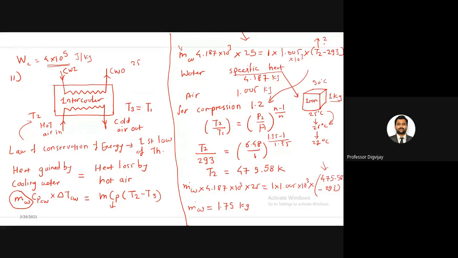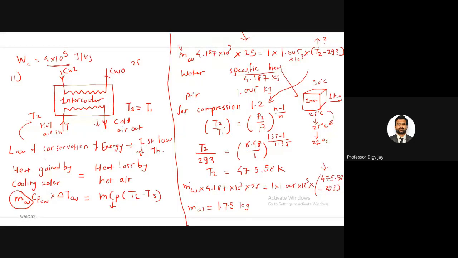Then the second thing asked was how much amount of water is needed in the intercooler. So this is the schematic for the intercooler. Cooling water comes inside, it takes the heat and then it leaves. Then hot air comes inside, it releases its heat to the cooling water and the cold air comes out. So this is one type of heat exchanger.